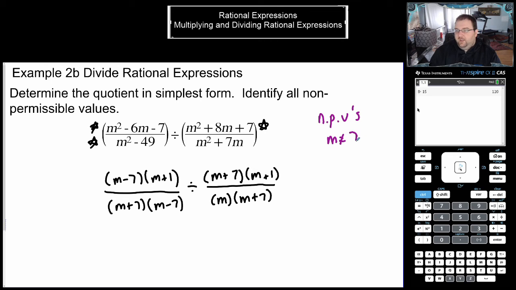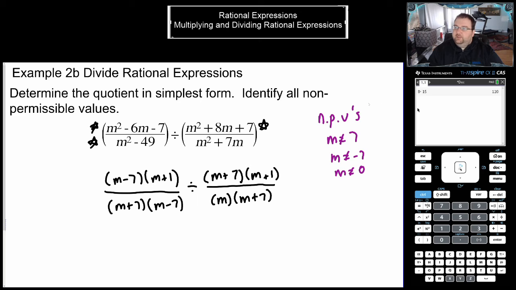So far we have m cannot equal 7, m cannot equal negative 7, m cannot equal 0, and m cannot equal negative 7 again. I don't need to repeat myself though, right? I have an m cannot equal -7 here and here. They double up. I already know that m can't equal -7, so I'm just going to get rid of this one. Okay?